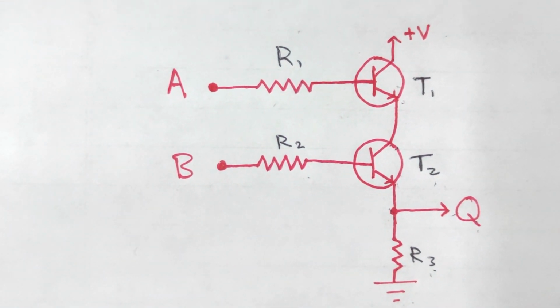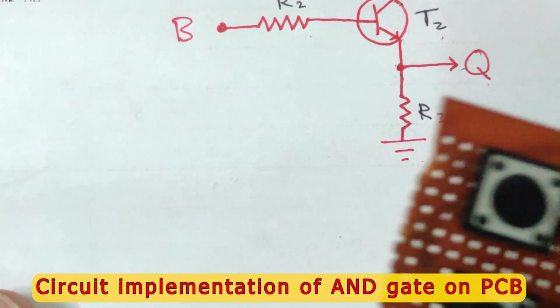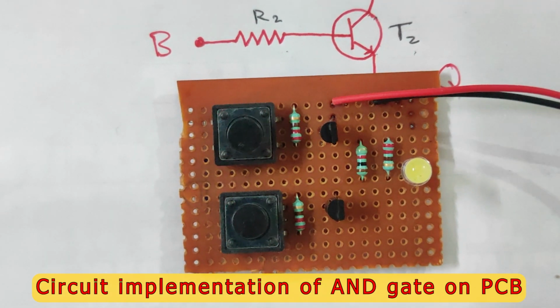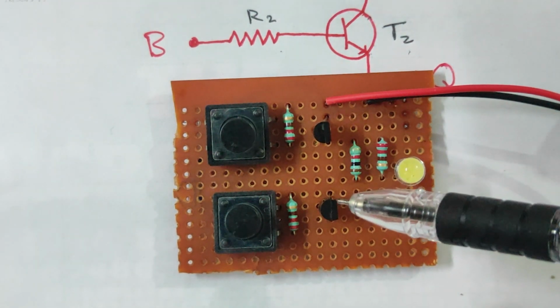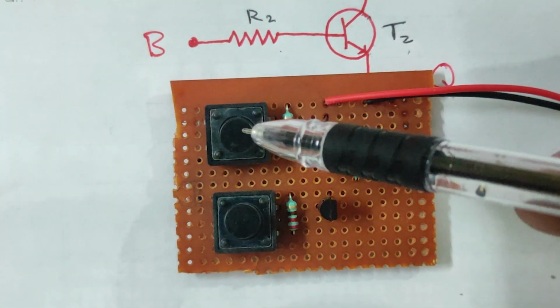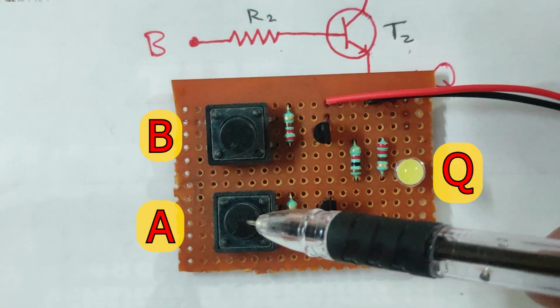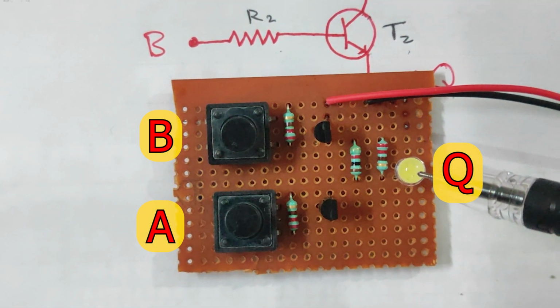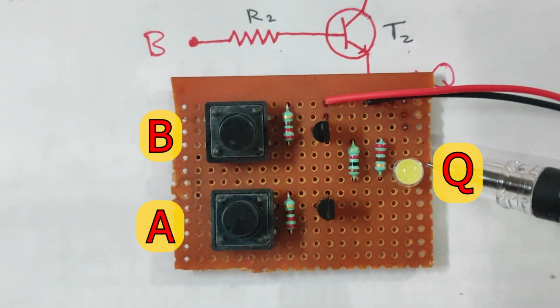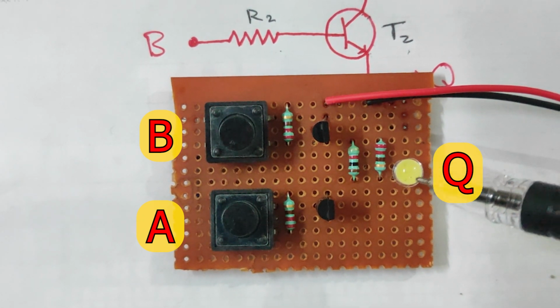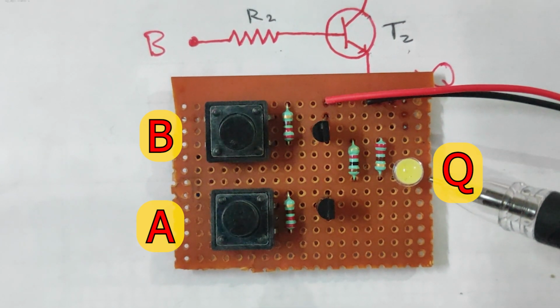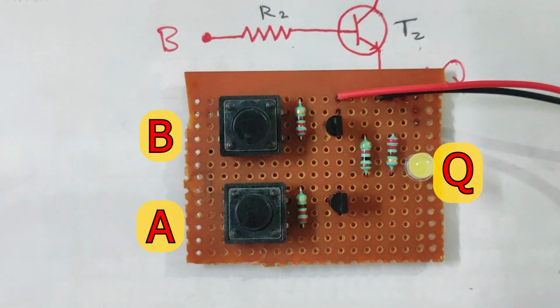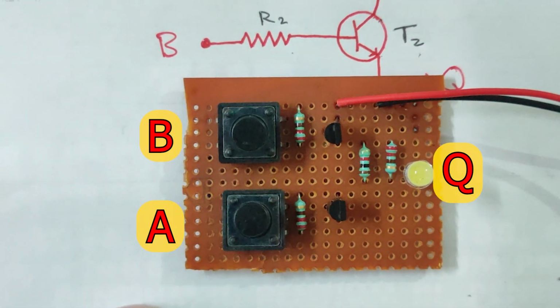So I have made a circuit on a breadboard. Let me show you. So this is an AND gate circuit, which you can see. It has two transistors, some resistors, two buttons A and B for inputs, and one LED. You can see I have used this LED for output. If the LED is not glowing, that means the AND gate is producing a low result, and if the LED is glowing, that means the output is high. So in the truth table, I have already shown the working.